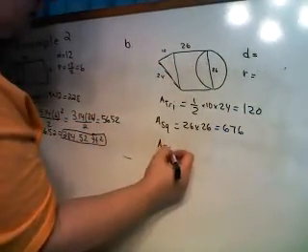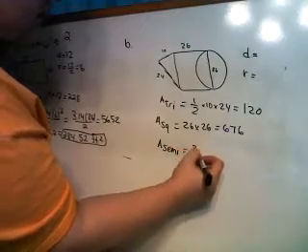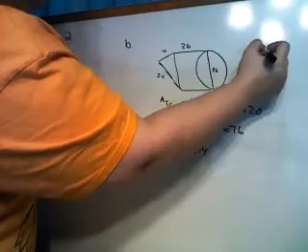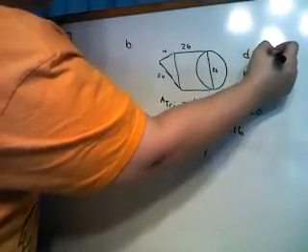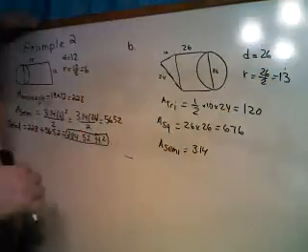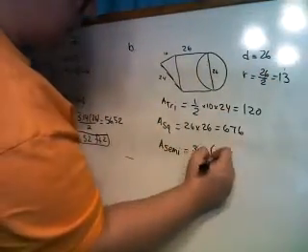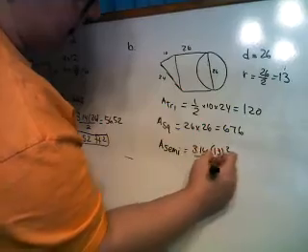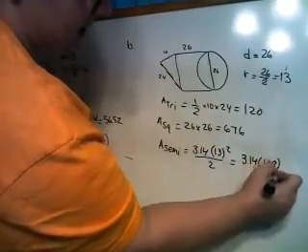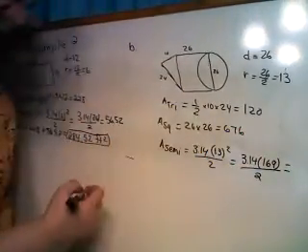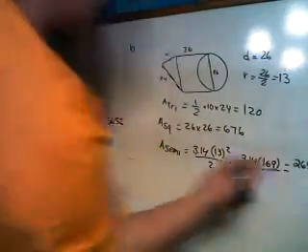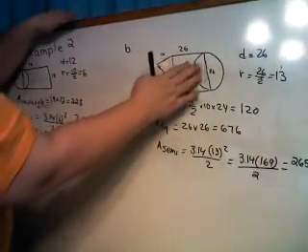So I'm going to do the semicircle. I'm going to do 3.14. Now the diameter is 26, excuse me. Cut that in half, you get 13. Then I'm going to do 13 squared, but I have to cut it in half because it's only a semicircle. 3.14 times 169 over 2. You eventually get 265.33.